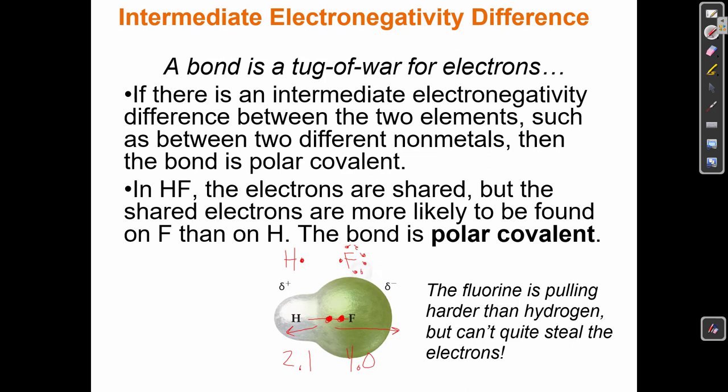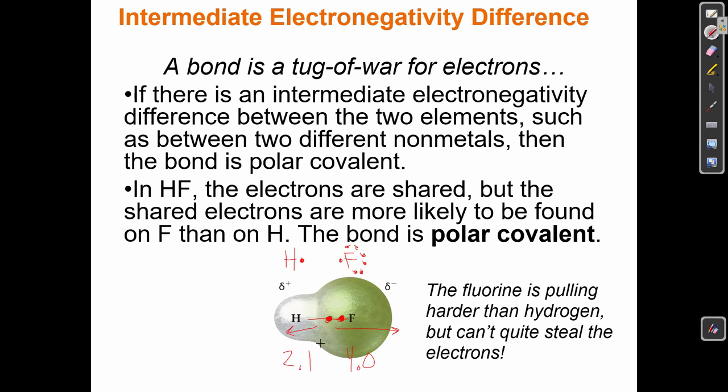Those are all pairs. Sorry, my messy drawing. So there's one single electron here and one single electron here. Before we draw this bond, this electron belongs to H. But after we stick them together, fluorine is stealing that electron away. It hasn't completely stolen it.